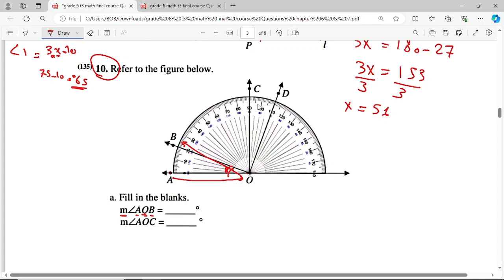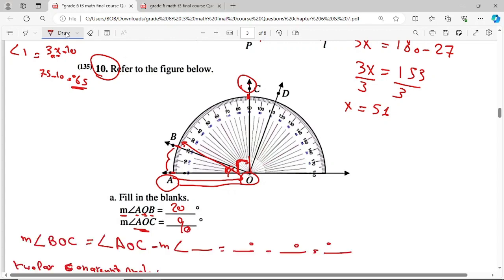So I have this protractor. So I have 10, 20. This one from this one, so 20 degrees. Okay, measurement of AOC. If you can see here, 10, 20, 30, 40, 50, 60, 70, 80, 90. So this is a right angle. So that means this is 90 degrees.